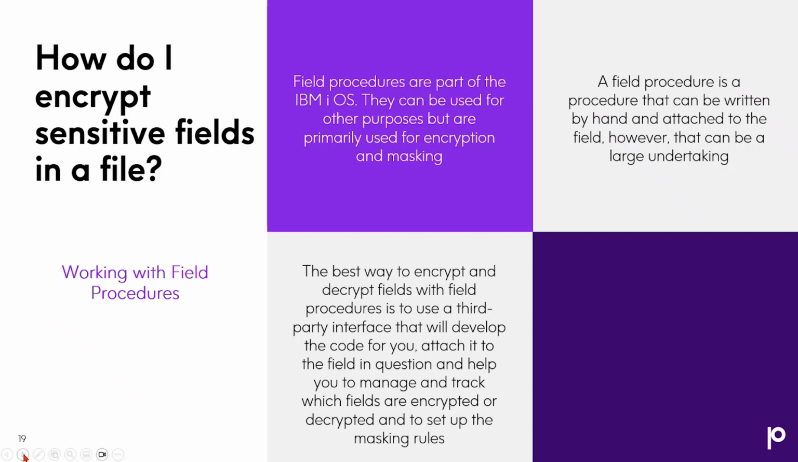So a field procedure is a procedure. It can be written by hand and attached to a field, but that's a pretty large undertaking. Number one, you have to have somebody that has that expertise to be able to do that. You have to execute an alter table to attach the field procedure to the field. And then you need to keep track. As you start encrypting more and more fields, you start losing track of what have I encrypted, things like that. So the best way to encrypt and decrypt fields is with a third-party interface that'll develop the code for you. It'll attach the field procedure to the field in question, and then it has a nice interface to manage and track which fields are encrypted or decrypted. And you can also set up the masking rules at that point. Next slide, please.